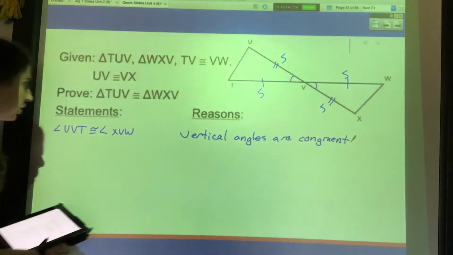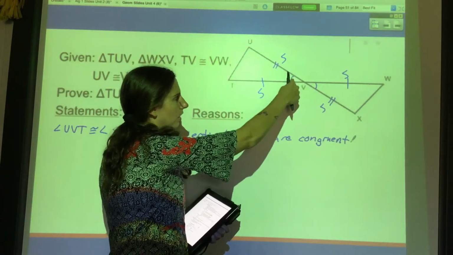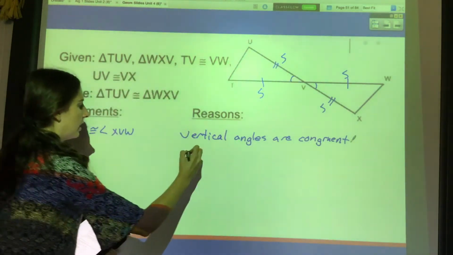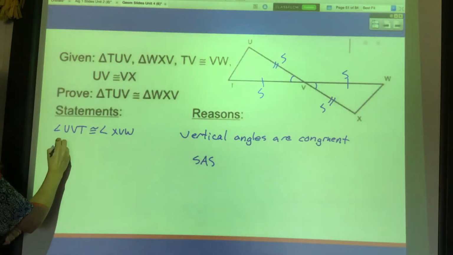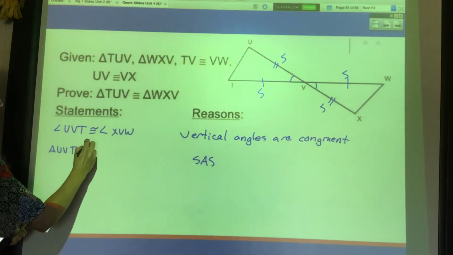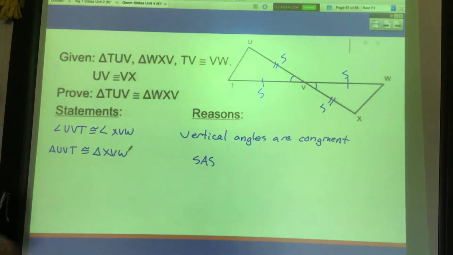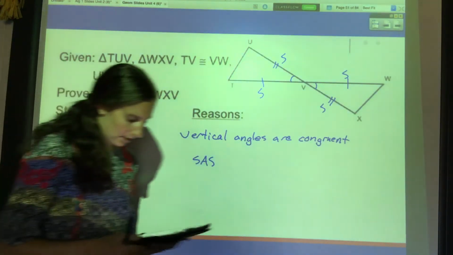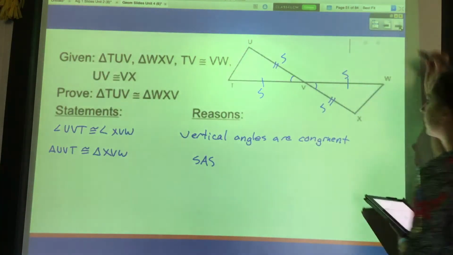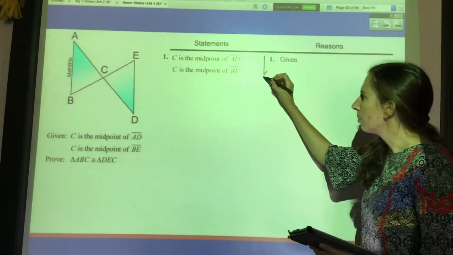And then that's pretty much it, because that is side, and an angle in the middle, which is side, angle, side. So I can conclude that triangle UVT is congruent to triangle XVW because of side, angle, side. Okay, let's try another one. I'm gonna bring this down.